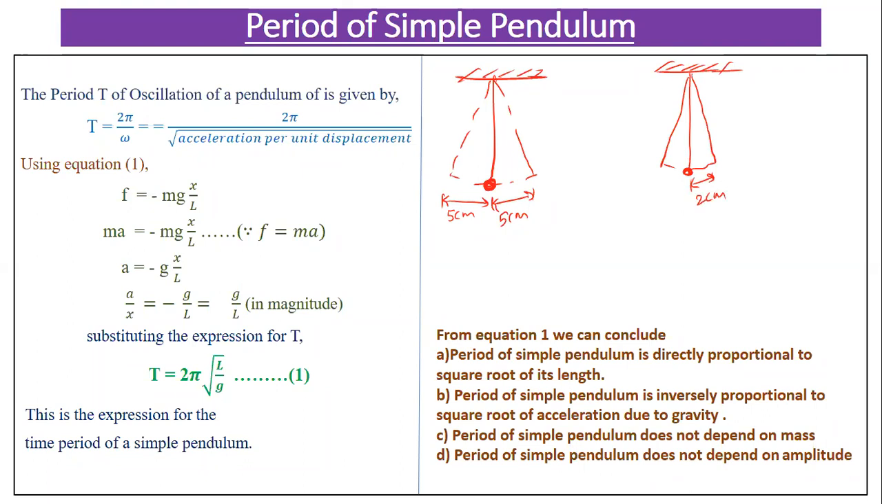Then also the period is the same. In this case the period is T, and in the second case also the period is T if the length is the same. If the length is the same, and g, the acceleration due to gravity at that place, is the same, then the period is the same. It means the period does not depend on the amplitude. So this is the conclusion of this formula.